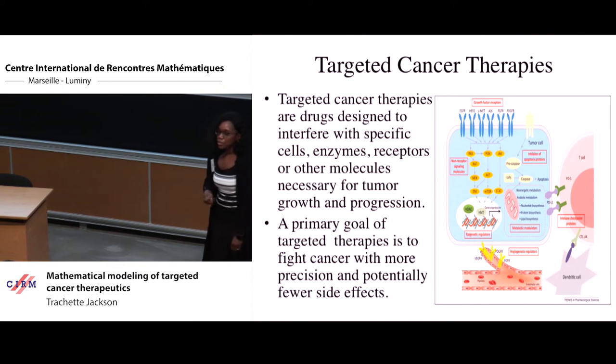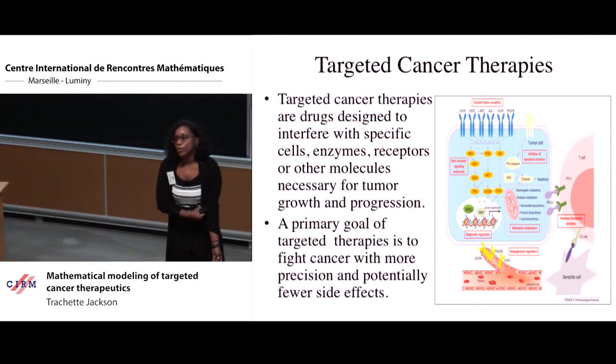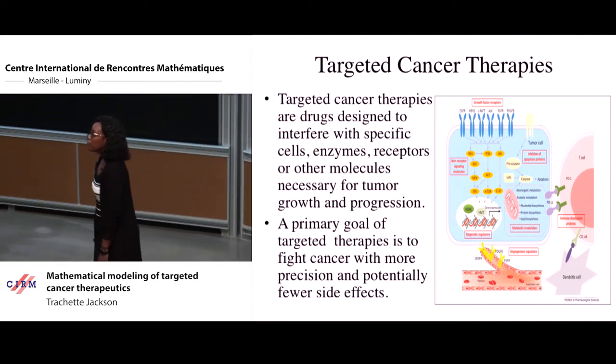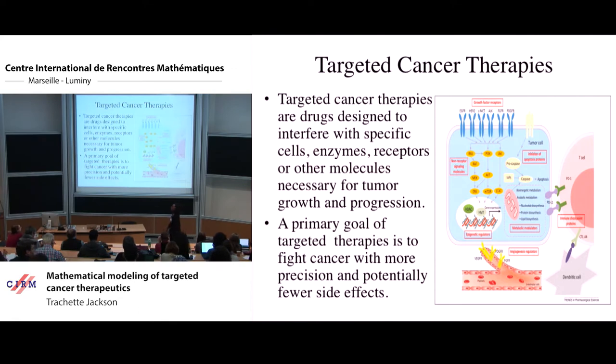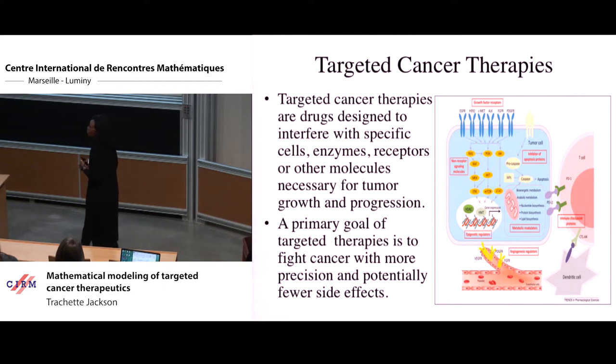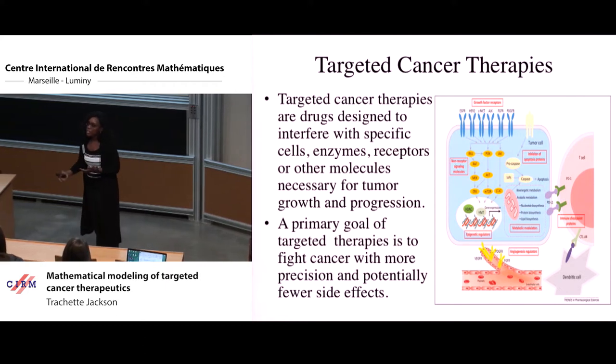So cancer researchers are ever looking for better alternatives and complements to traditional chemotherapy. And targeted therapies are emerging as a really effective approach. Targeted cancer therapeutics are drugs designed to interfere with specific cells, enzymes, receptors, or other molecules that are necessary for the growth of particular types of cancer.